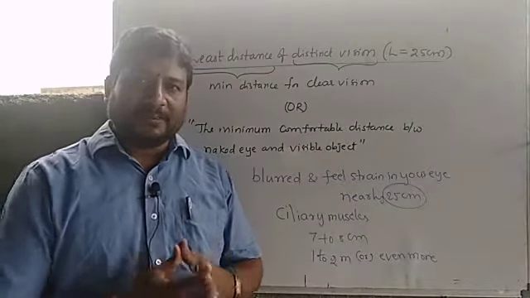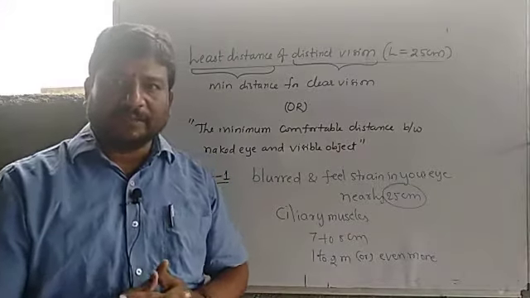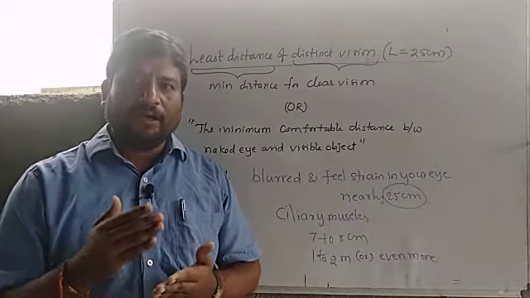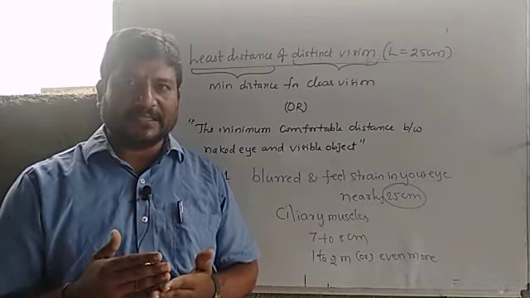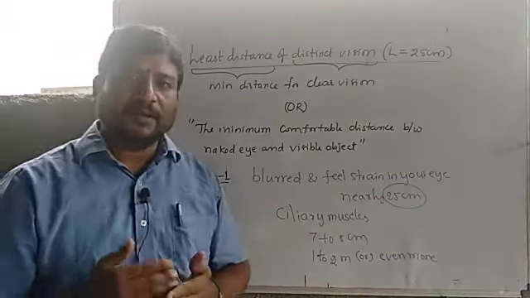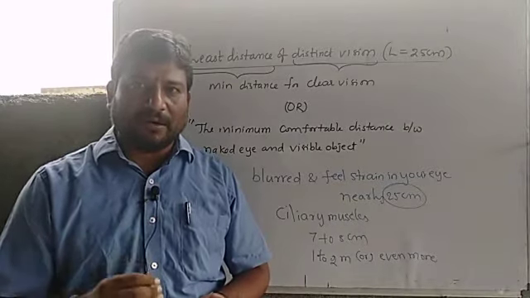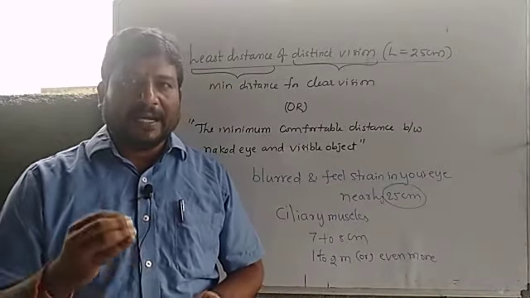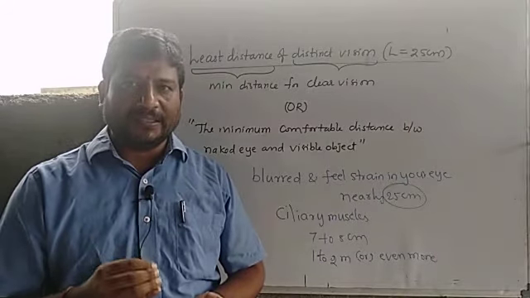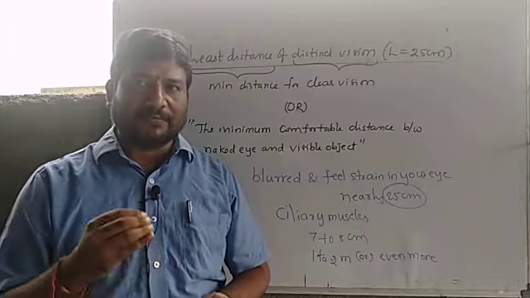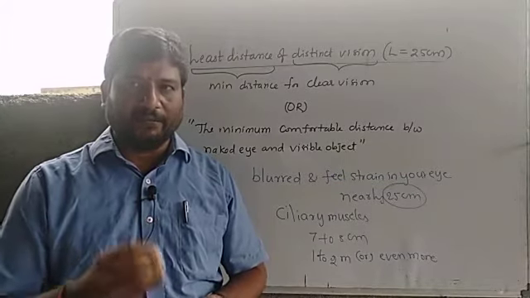So once again I will explain least distance of distinct vision. The meaning of least distance is minimum distance, and distinct vision is clear vision. That means the minimum distance for clear vision is called least distance of distinct vision. It is denoted by L and the value is 25 centimeters. Let us know more about it with an activity.